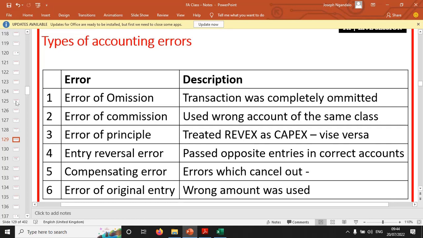Next, error of original entry. What does it mean? You use the wrong amount. You posted the wrong amount. Likely to take place when you get the wrong total from your day books. Remember, before you go to the general ledger, you have to come from your day books. So if you get the wrong amount from the day books and push it in the correct accounts, you still have an error based on the amount.